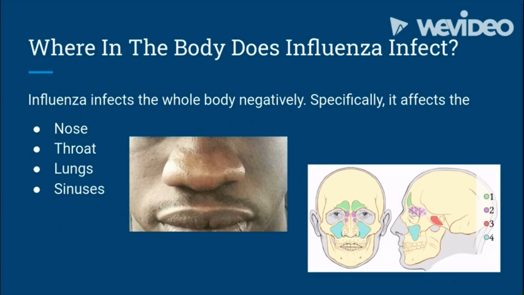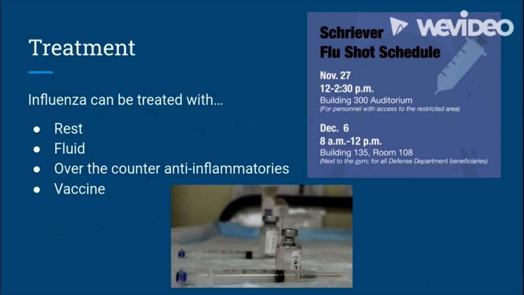Where in the body does influenza infect? Influenza infects the whole body negatively. Specifically, it affects the nose, throat, lungs, and sinuses. Some of the treatment for influenza. Influenza can be treated with lots of rest, lots of fluids, over-the-counter anti-inflammatories, and of course, the flu vaccine.